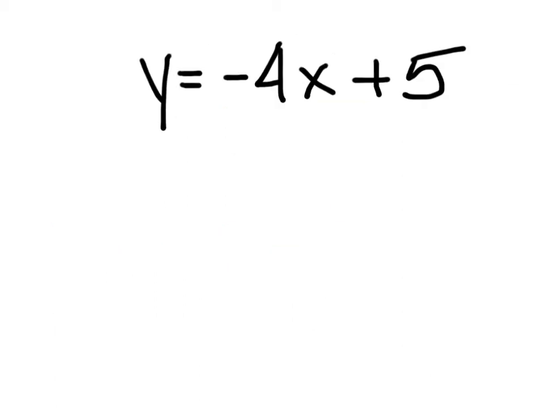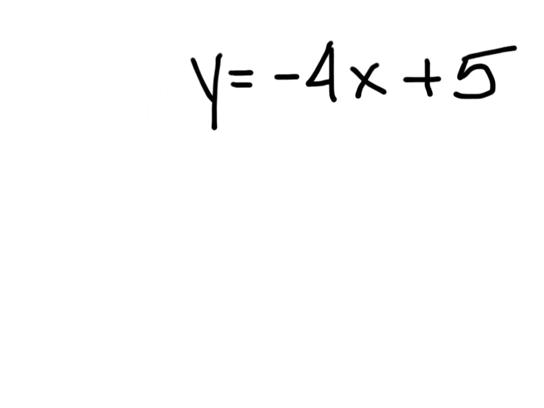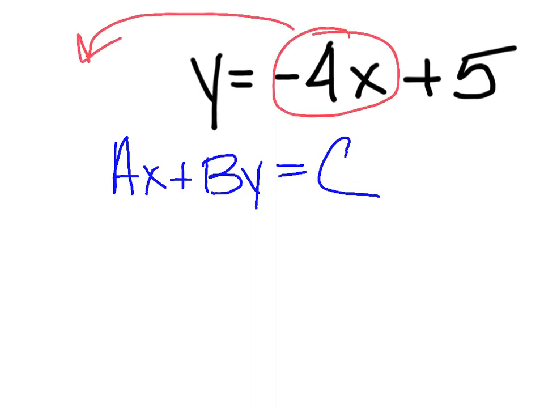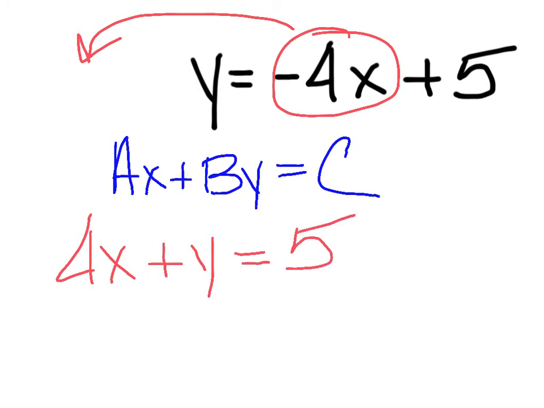This is in slope-intercept form. You want to change it to standard form. Standard form is ax plus by equals c. To get it into standard form, you need to move the x term from the right over to the left, out to the left of the y. Changing the sign, that would give you 4x plus y equals 5. Your a term is positive, therefore there is no need to change the sign of everything all the way through the equation.